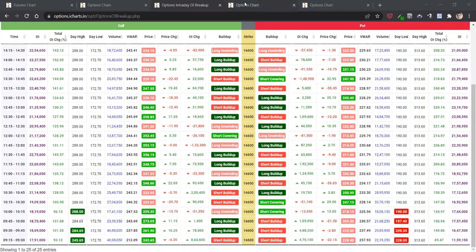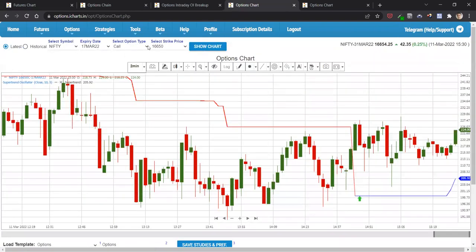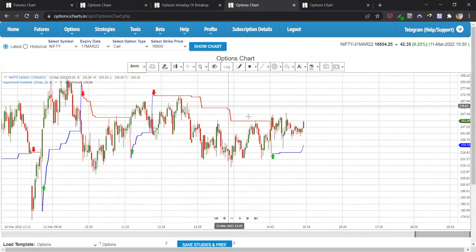But we need to look at price to confirm. This is just half of the analysis. What is supporting this particular view? We have to go and check if price itself is supporting or not. Latest here, 17th March call, 16.6. I'm looking at those same options here, on a 2-minute time frame.